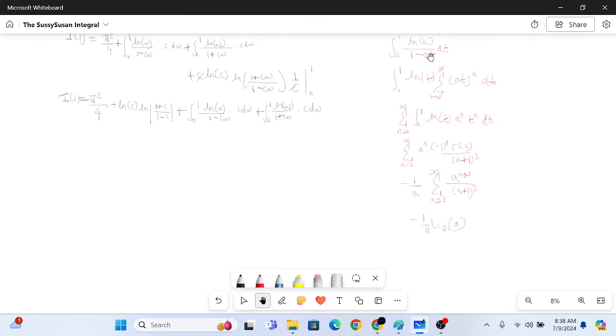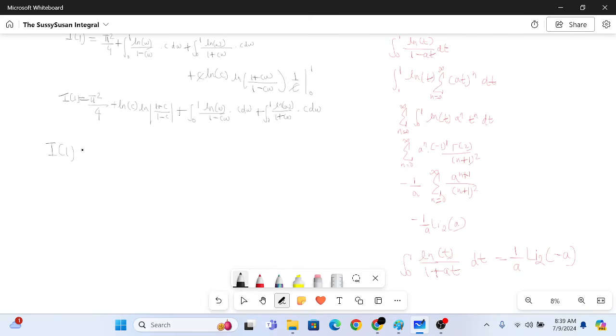Similarly, in place of a, if we replace this by minus a, we can get the next result as well: the integral from 0 to 1 of ln t by 1 plus at. If we replace a by minus a, what we get is 1 by a times Li2 of minus a. Okay, so these two results are necessary for the upcoming solution. So over here also we are going to use them.